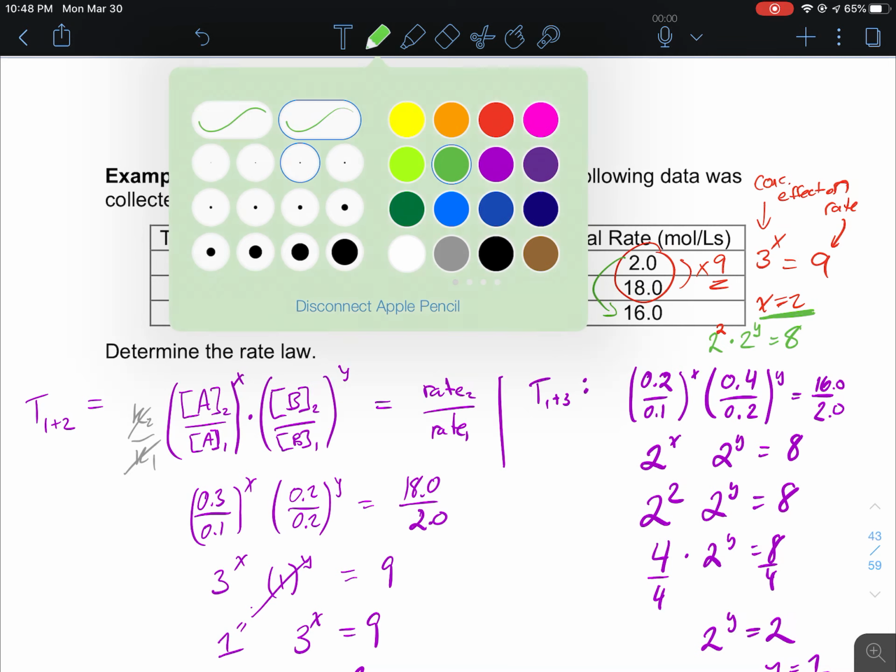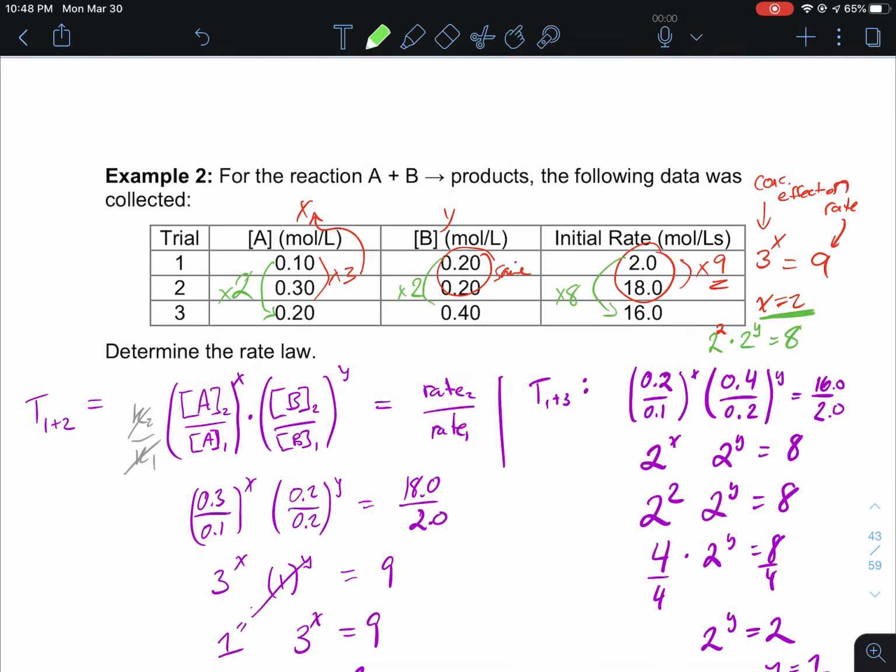We can realize that 2 to the power of 2 is 4. 4 times 2 to the power of y equals 8. So that must mean that 2 to the power of y is equal to 2. Divide away the 4 on both sides. And that means that y has to be equal to 1. So that's our shortest method possible, by using the table.